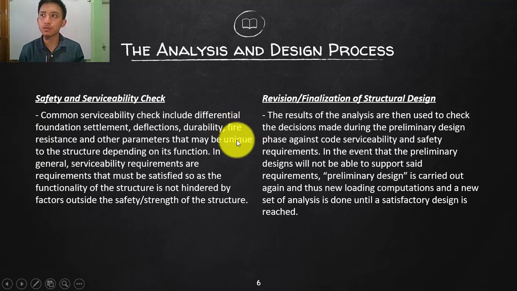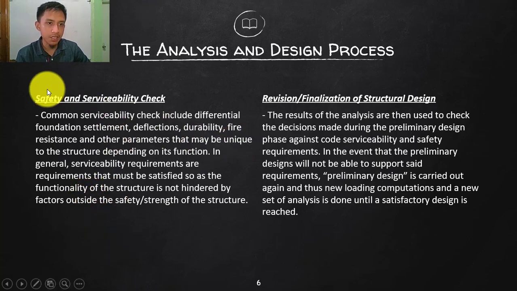If you are going to have your design approved by the building officials, they are going to require that your structure is fire resistant. So there should be a part of that plan that is certified by a personnel who is an expert on fire resistant structures. Okay, and other parameters. So that is the safety and serviceability check.